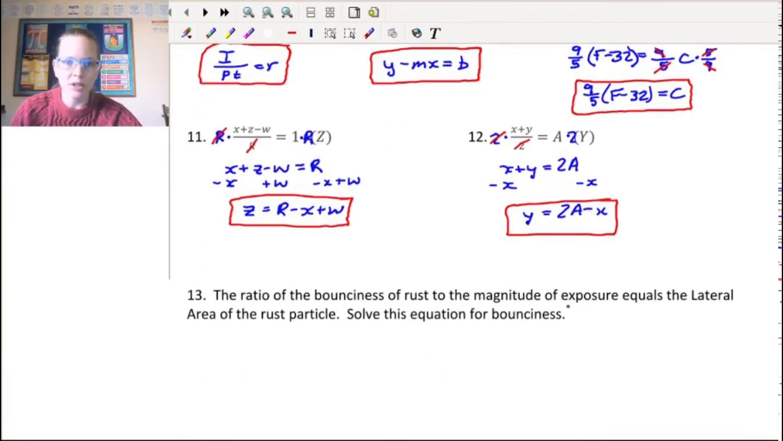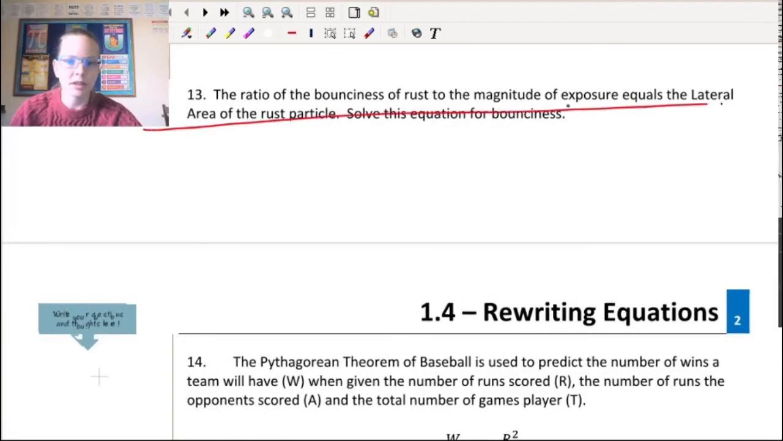Let's keep going. We're going to skip number 13. We don't need to worry about number 13. It's supposed to be a joke, but it's not relevant to our school.